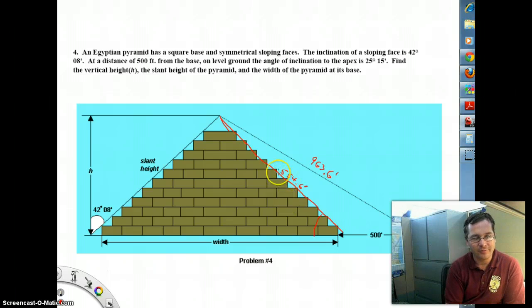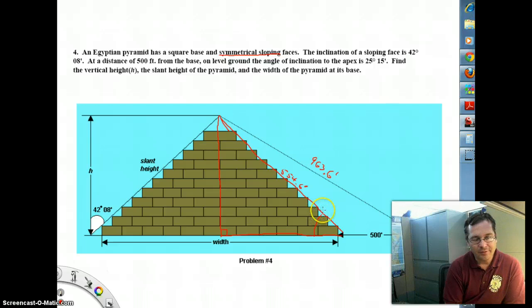We've already solved the first part of the problem, which was the slant height of 554.6 feet, which agrees with the answer key given at the end of the assignment. Now, the remaining piece is to determine the vertical height and width of this tower. The vertical height is a perpendicular bisector of the width, which just means it splits this right down the middle. And that's a property of this being a symmetrical pyramid.